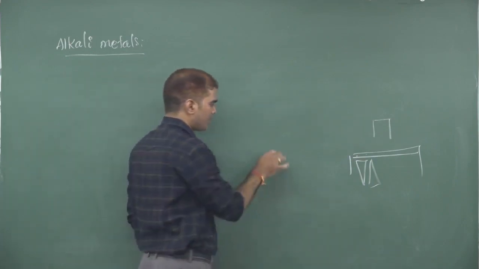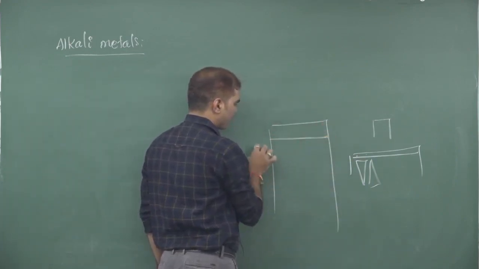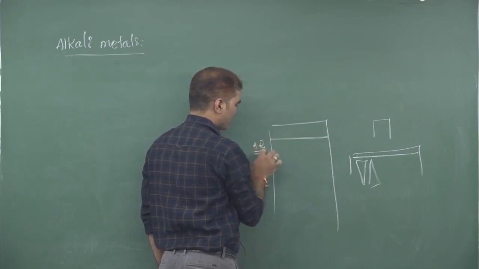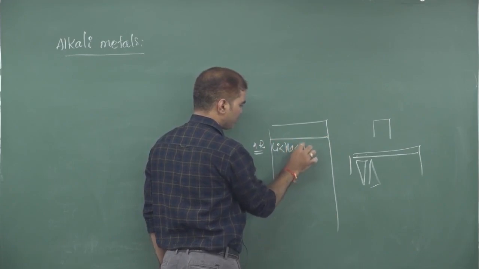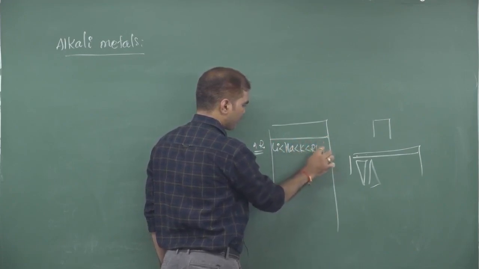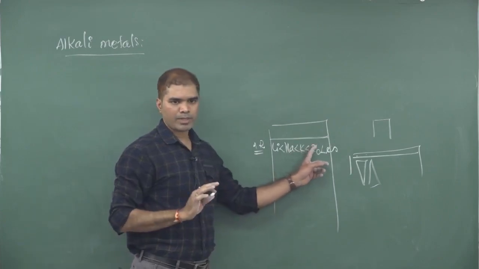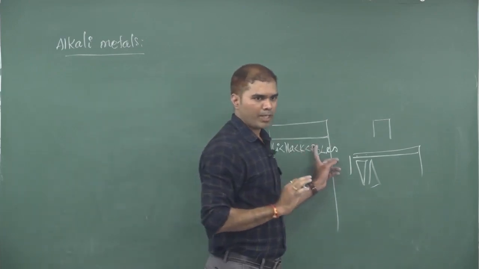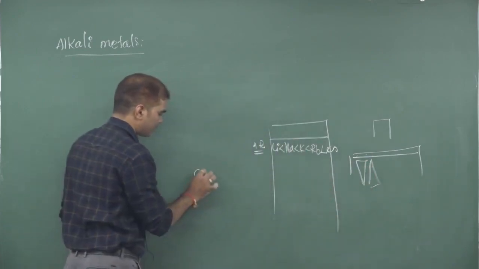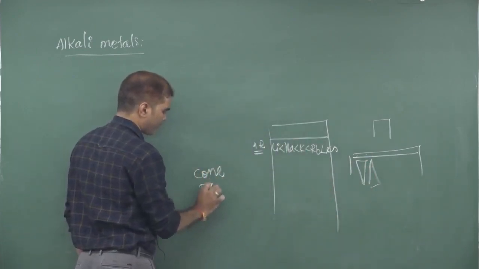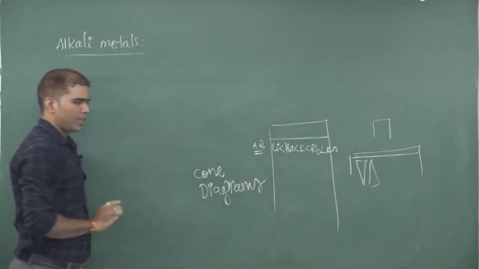In the second page, you just make a separate table. You can do it for yourself. Suppose I say atomic radius. How is the atomic radius increasing? Write down the full sequence. This you can do for yourself. Every time I will not be writing the sequence, simply I will use cone diagrams.